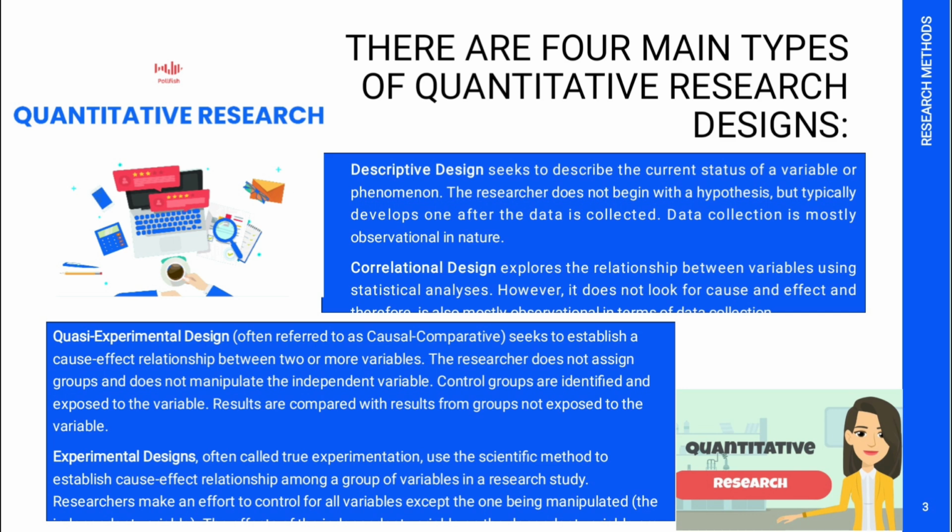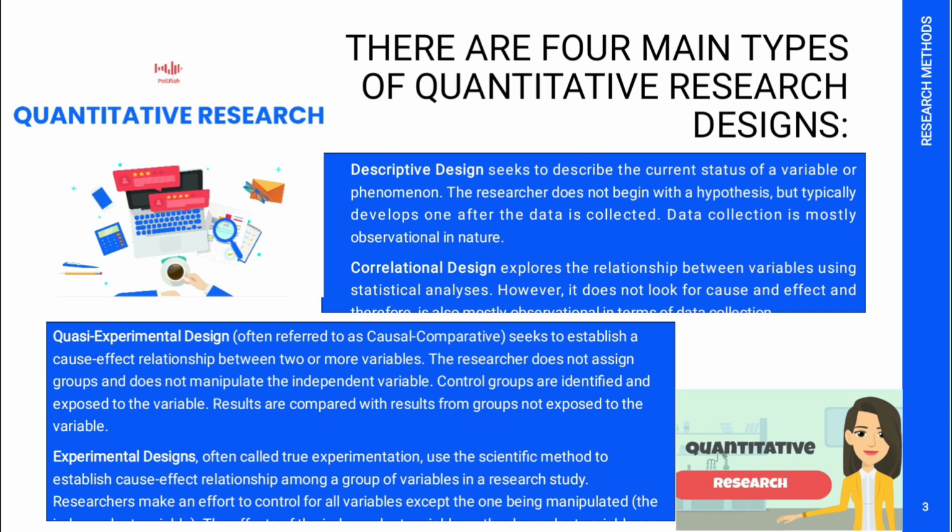Experimental designs, often called true experimentation, use the scientific method to establish a cause-effect relationship among a group of variables in a research study. Researchers make an effort to control for all variables except the one being manipulated, the independent variable. The effects of the independent variable on the dependent variable are collected and analyzed for a relationship.